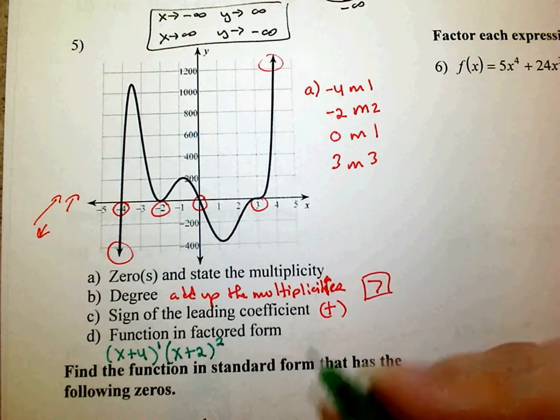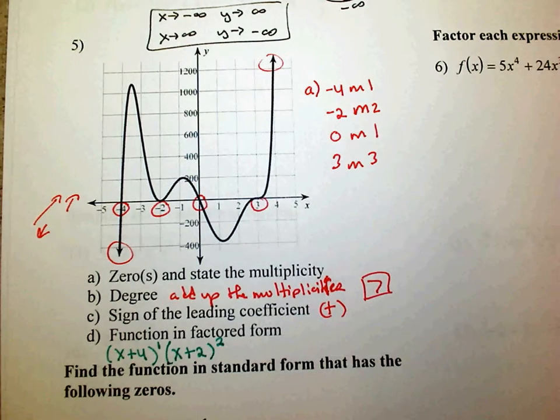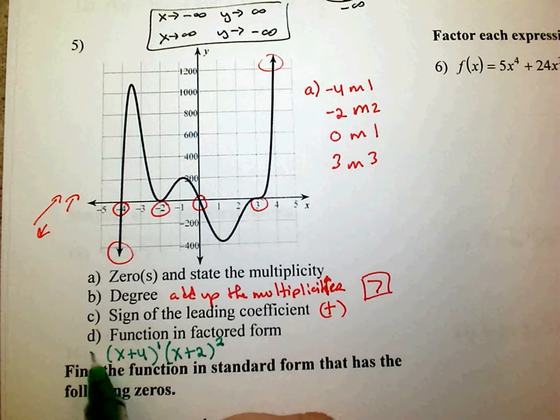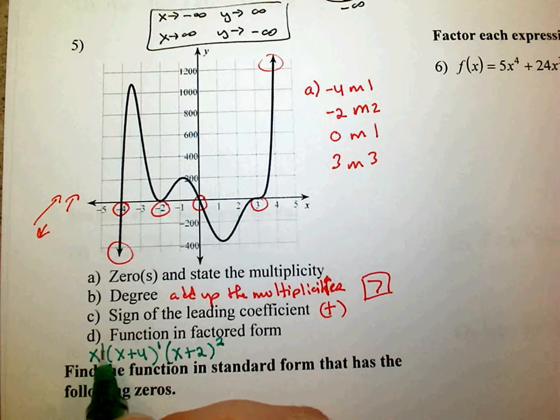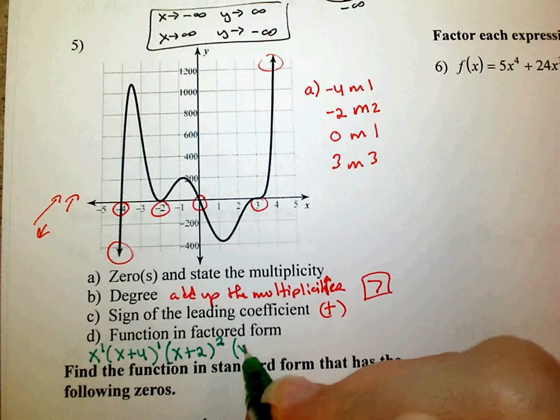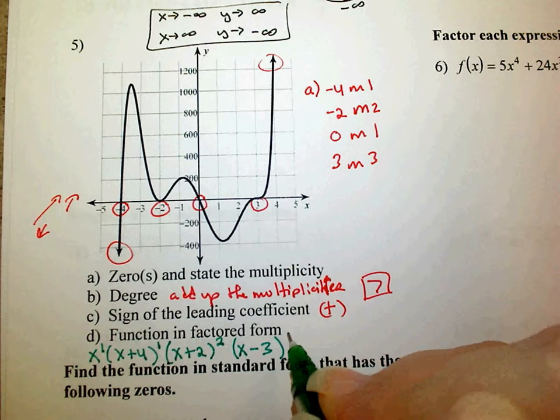0. I don't write x minus 0. So I'm just going to write x, and I'm going to put it in the front. Power of 1. And then 3, so it's a positive 3, so x minus 3, power of 3, because of multiplicity. And there's your answer with part D.